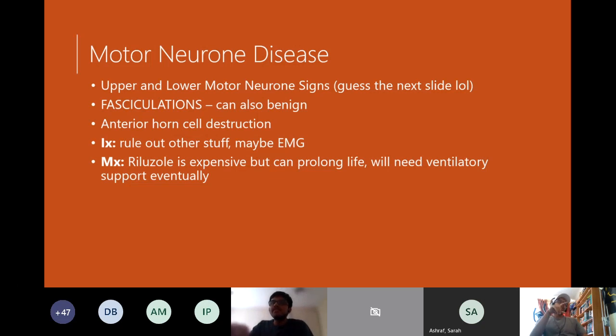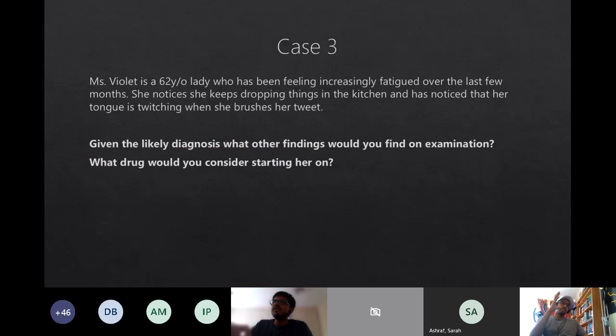A couple more signs that are quite important is that you can get speech changes. You get a speech change which basically makes the person sound like Donald Duck. So it's like a Donald Duck speech change.